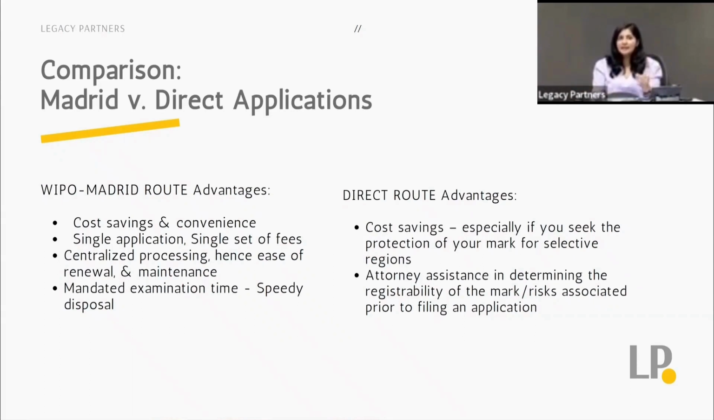Because there is a mandated examination time, right? With a MEDIT application, there is a mandatory examination time of 18 months. From the time an international registration number is issued, each country that you have designated has 18 months to object to the trademark or issue a provisional refusal. If it does not issue that within these 18 months, then it is deemed that the mark is registered and the statement of grant will be provided, right?